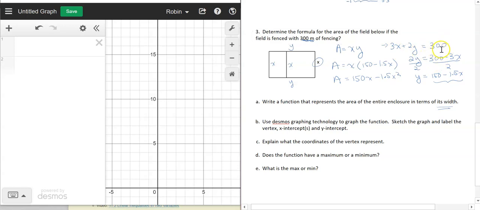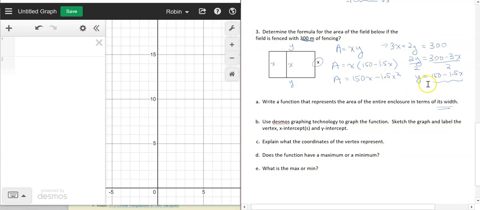If this was 400 meters of fencing, I would have had to plug in a different expression, and then my area function would change. So this is particular to having 300 meters of fencing and only one line going through the middle. If I had 2 lines going through the middle, that would be 4x plus 2y. So then again, that would change, which would make this change.